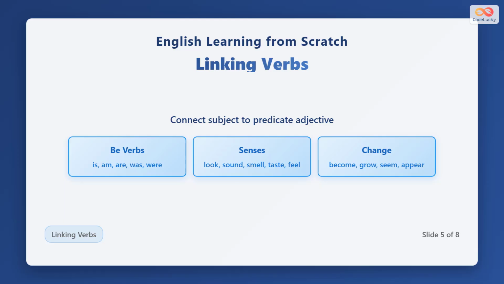Linking verbs connect the subject to information that describes or renames it. Common linking verbs include forms of be, like, is, and are. Other linking verbs express senses such as look, smell, or taste. Some show change or condition, like become or seem. These verbs do not show action, but link the subject to a predicate adjective or noun.